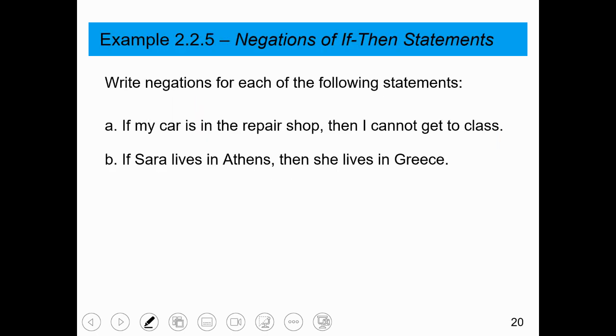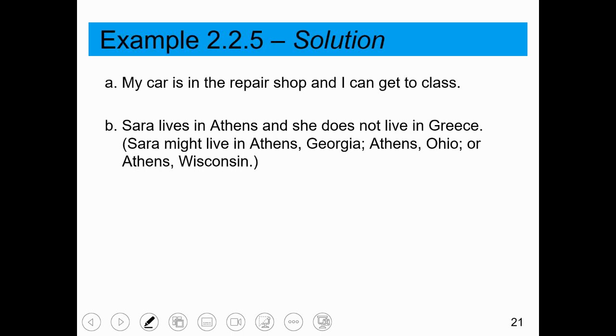All right, so let's think about that. Let's practice that. It says write negations for each of the following statements. If my car is in the repair shop, then I cannot get to class. So remember, how is this going to be negated? Okay. My car is in the repair shop and I can get to class. So you keep the P part and then you not Q it.